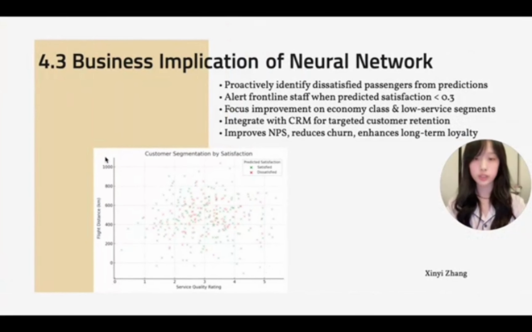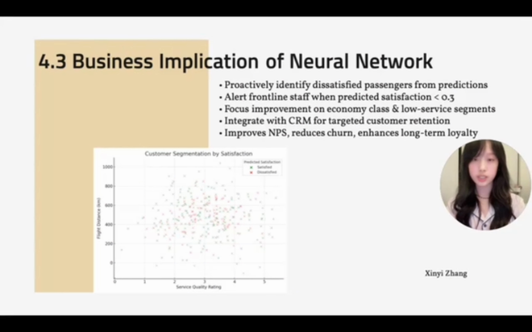This model offers concrete and actionable business value. Instead of waiting for customer complaints, the airline can now proactively identify dissatisfied passengers based on predicted probabilities. For instance, a predicted satisfaction probability below 0.3 could trigger automated alerts to frontline staff, enabling real-time intervention such as offering personalized apologies or upgrades before arrival.